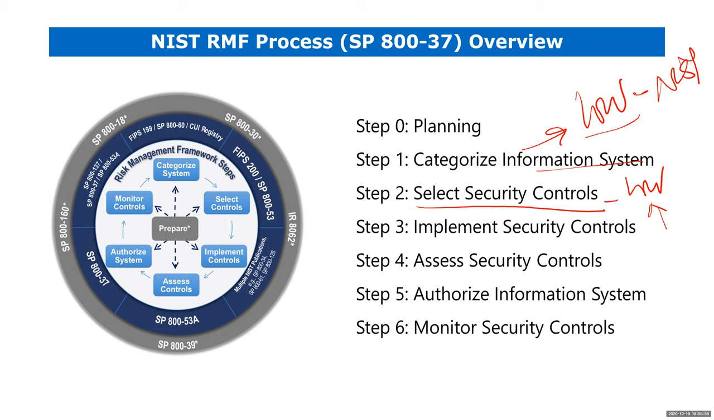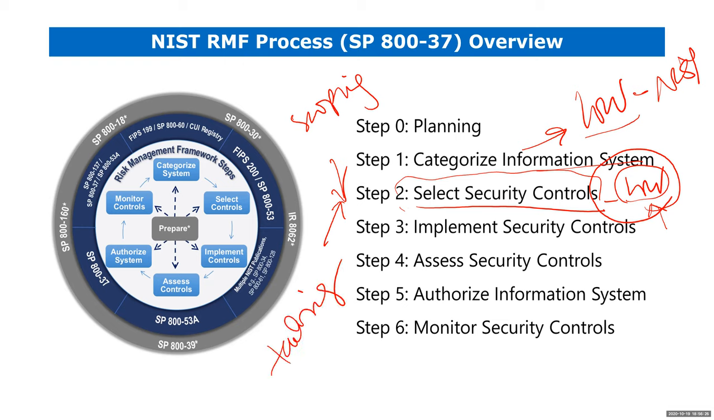For anyone who has ever done this, you will know two words here, and I'm putting them at step two. When you are selecting the controls that are at the low level, you hear the word scoping. We call it scoping the security controls. But when you are looking at the system itself to see if there is a need to add controls beyond the low that is requested, we call it tailoring. Has anyone heard of these terms? Security scope, control scoping and control tailoring. Yes, that's it.